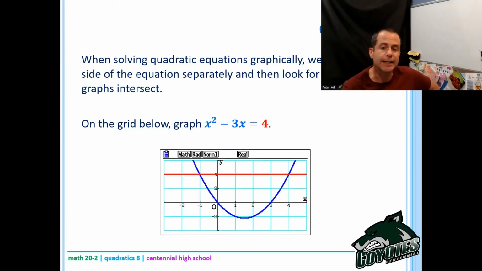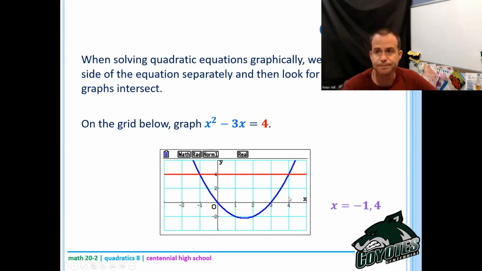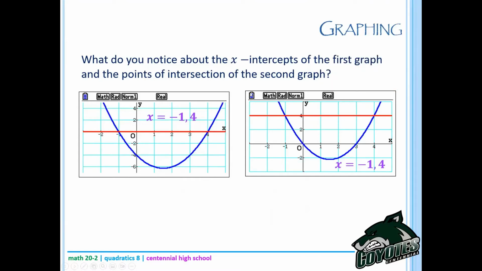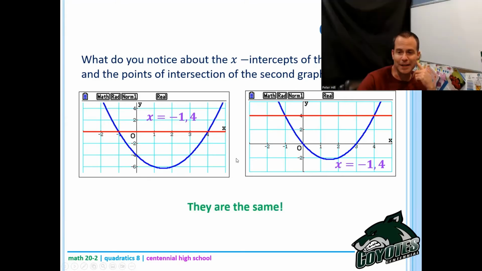Okay, and now we're looking again for the point of intersection, but what I want you to notice is the point of intersection hasn't changed. Look, it's still at x equals -1 and x equals 4. Okay, x equals -1 and x equals 4. All right, so what do you notice? Let me just hide my head here for a sec. What do you notice about the x-intercepts of the first graph and the points of intersection of the second graph? What you want to notice there is they are the same, okay? They are totally the same.